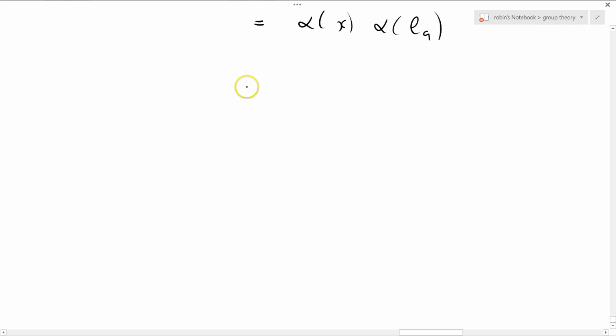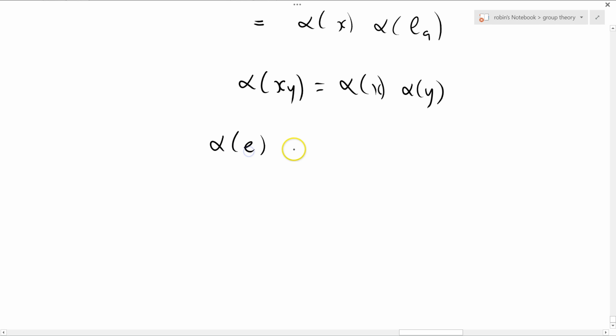Okay, so we've got our homomorphism, and we know that alpha of xy equals alpha of x, alpha of y, where we've got to remember that that's the group operation in G, and this is the group operation in H. So what I'm going to work out is what alpha of E is equal to. So what does the map alpha send E to?